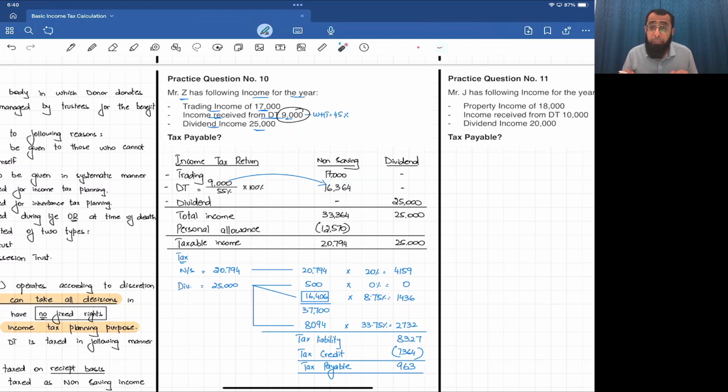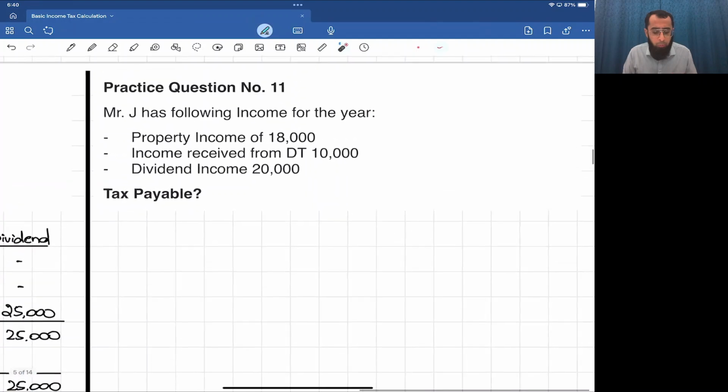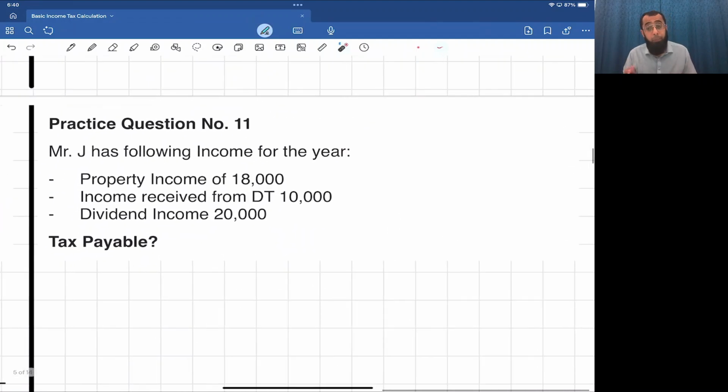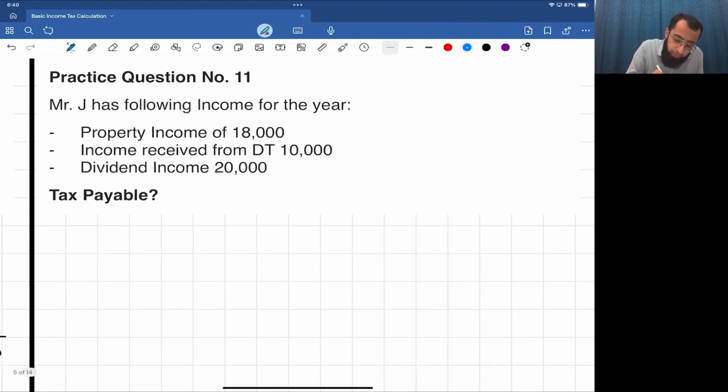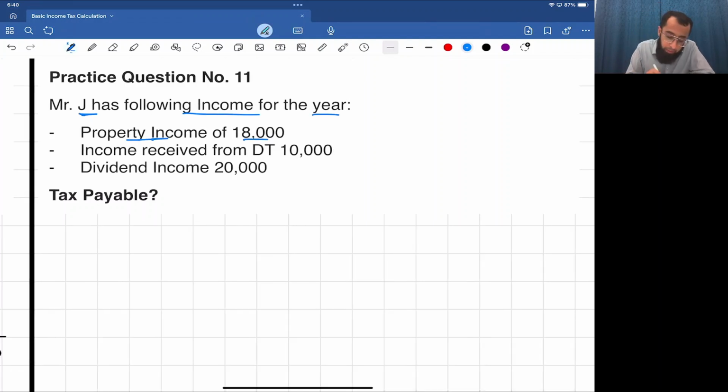Is it clear? Let's look at one more practice question. As you do more and more practice, the things will get clear. Okay, let's look at it. Mr. J has following incomes for the year. Property income is 18,000. Income received from discretionary trust is 10,000. And dividend income is 20,000. We have to do the tax payable.